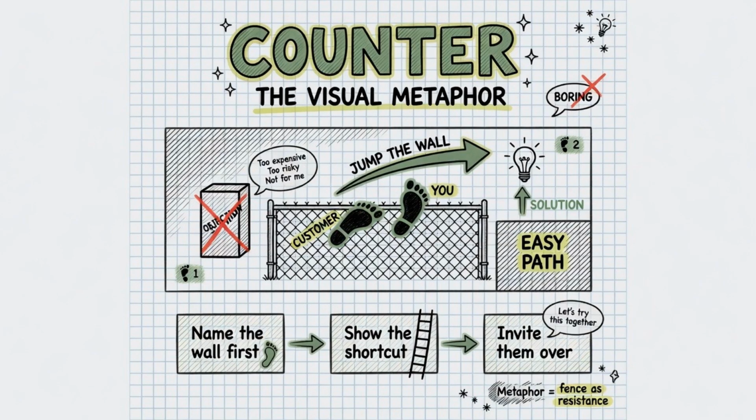Counter. The writer's answer to their own objection. This is where the post earns its keep. Most posts skip this and the reader notices.